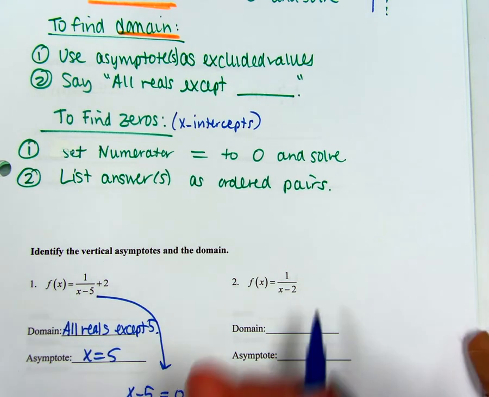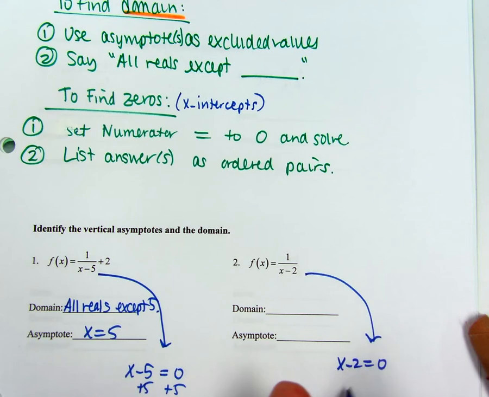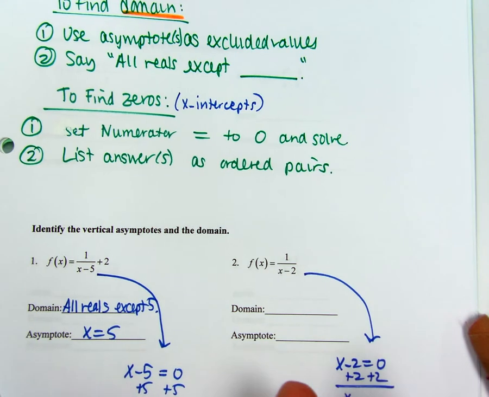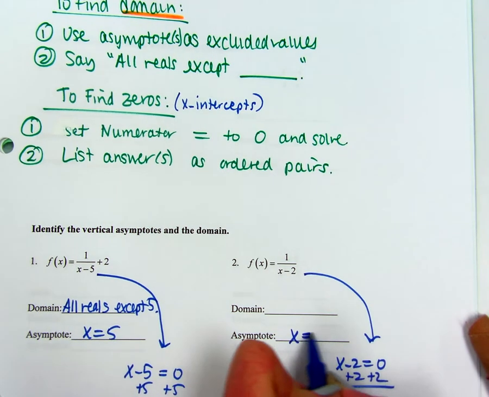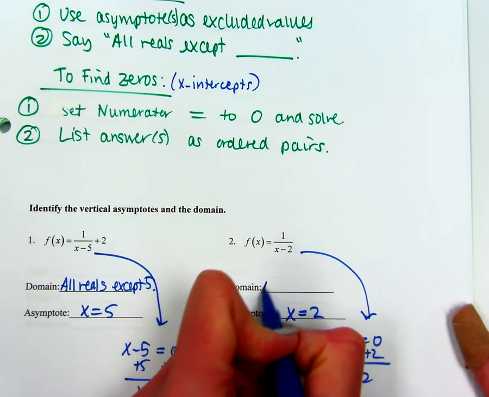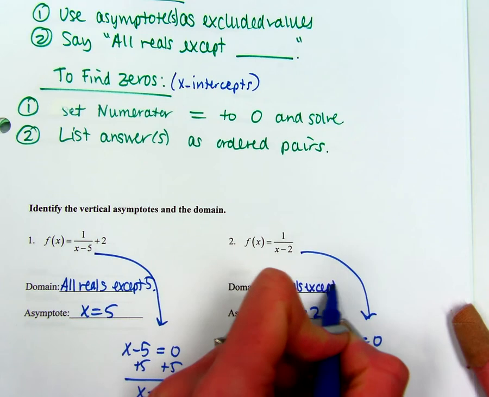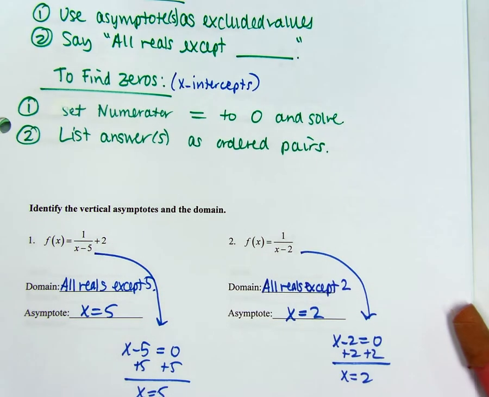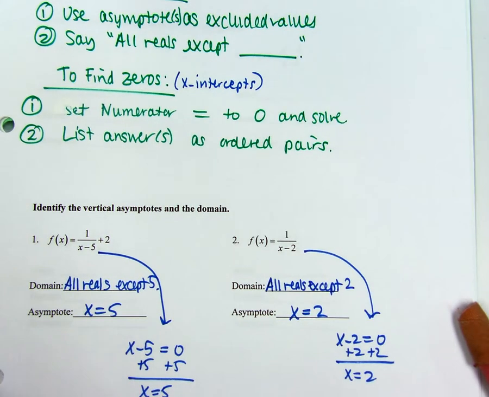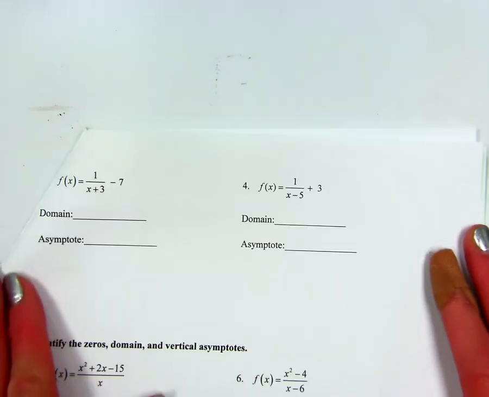All right, problem 2. We look at our denominator: x minus 2 equals 0. If I add 2 to both sides, I get x equals 2. That tells me where my asymptote is. And then my answer for my domain is going to be all reals except 2. Okay, hopefully this section is not too difficult. When you're ready, flip to the next page, and you should be able to do these two problems.